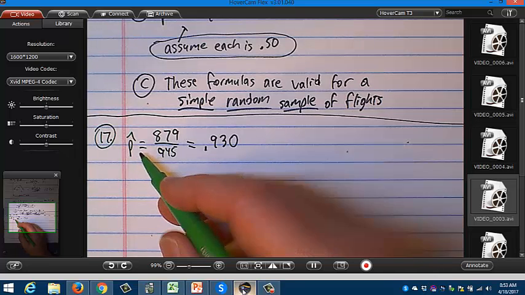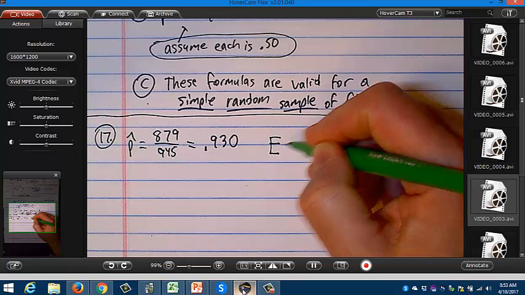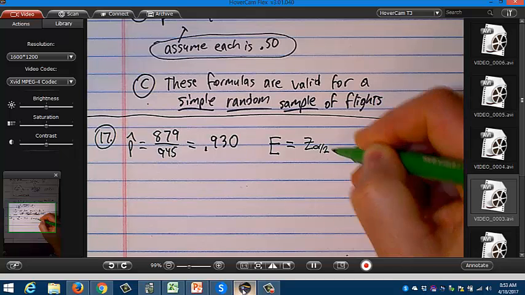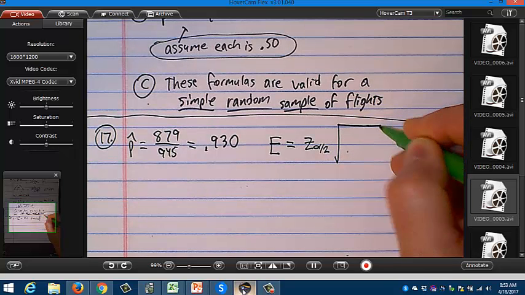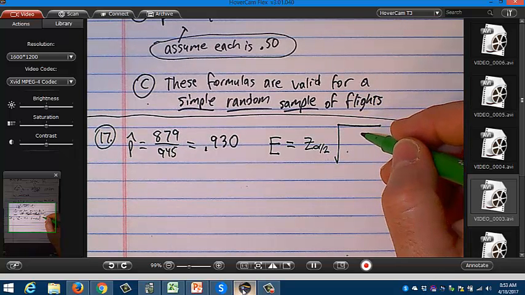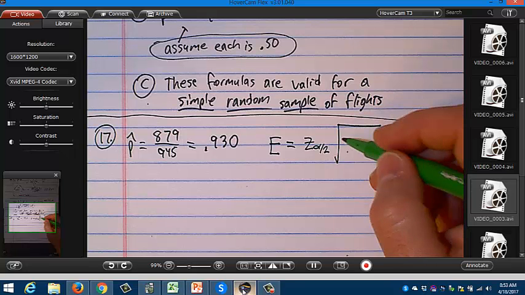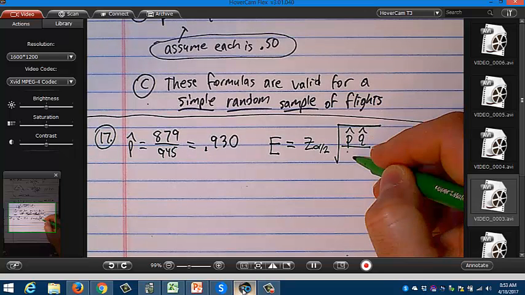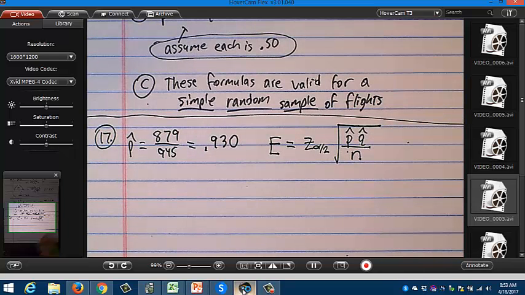Margin of error, E. The formula for E is Z alpha over 2 times the square root. I bet you have this formula memorized at this point. Yeah? Square root of what? p hat, q hat over n. There it is, right? So that's the margin of error.